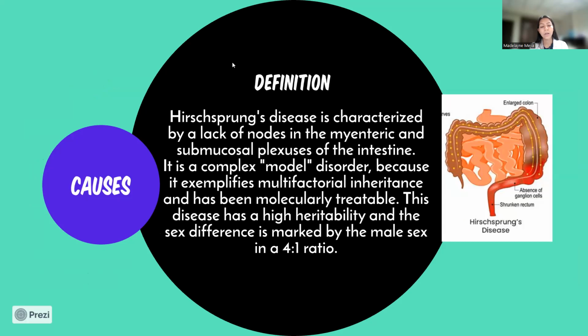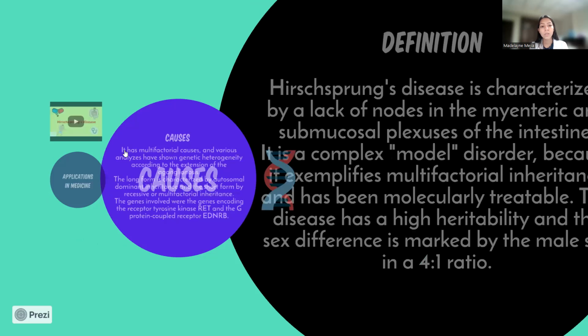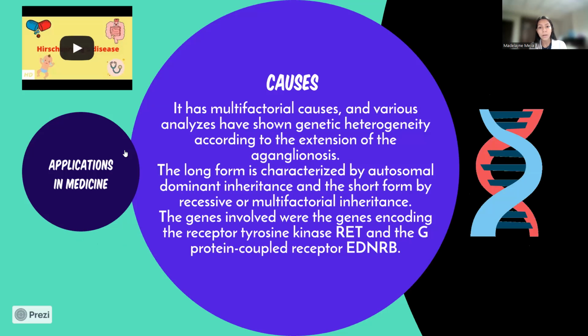This disease has a high heritability and the sex difference is marked by the male sex in a 4:2 ratio. About the causes, it has multifactorial causes and various analyses have shown genetic heterogeneity according to the extension of the aganglionosis. The long form is characterized by autosomal dominant inheritance and the short form by recessive or multifactorial inheritance. The genes involved were the genes encoding the receptor tyrosine kinase RET and the G protein coupled receptor EDNRB.